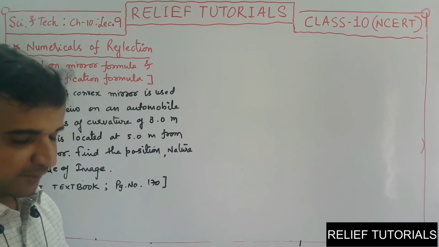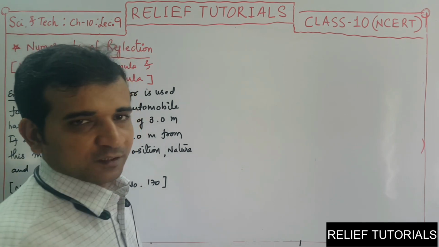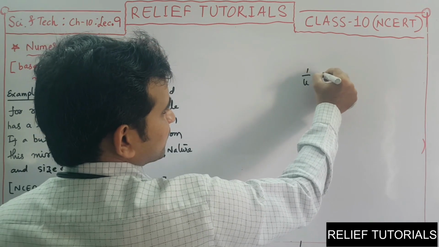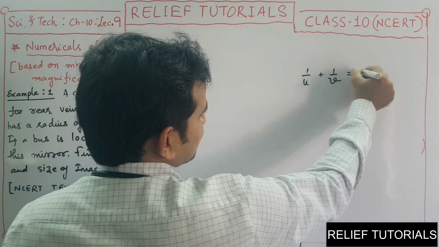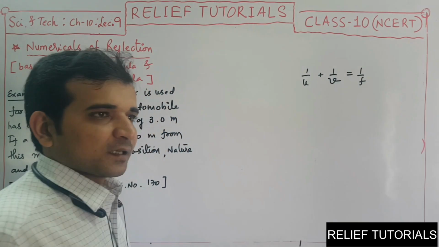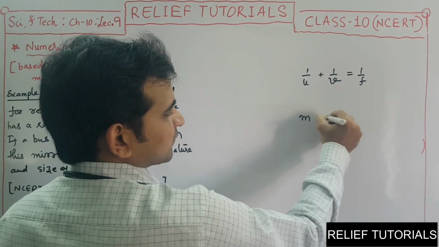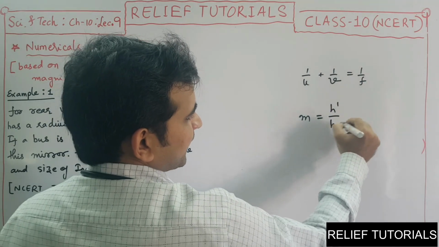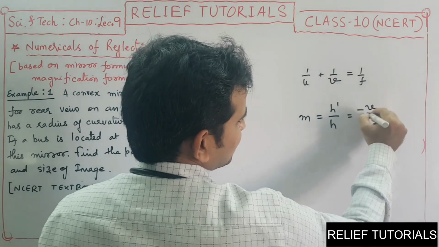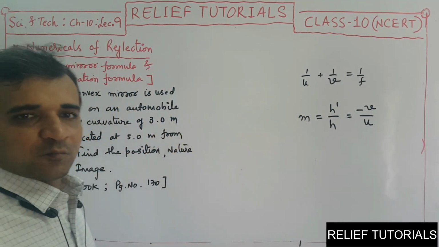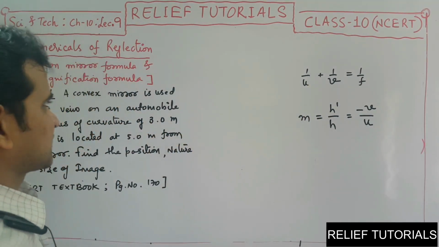In the last lecture we have seen the mirror formula and the magnification formula. The mirror formula was 1 by u plus 1 by v is equal to 1 by f, and the magnification formula for mirrors is m is equal to h dash by h is equal to minus v by u. Now, based on these formulas, let us solve some numericals.